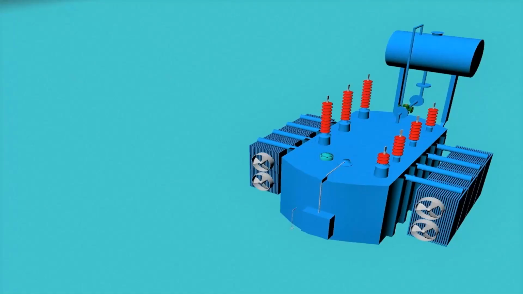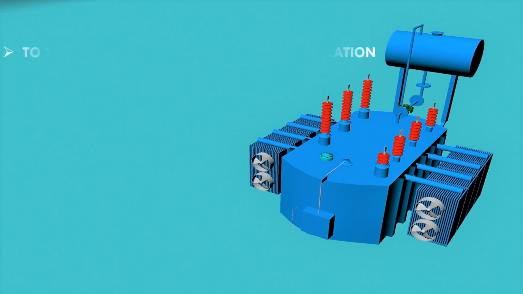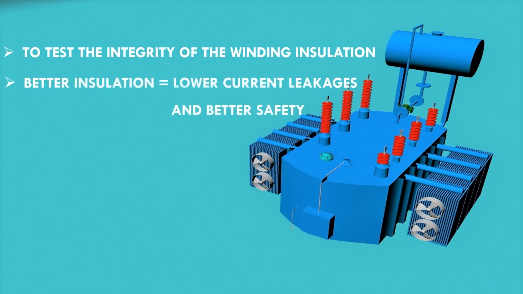Hi, today we will explain the insulation resistance test of a transformer. The insulation resistance test of a transformer is carried out to test the integrity of the winding insulation of the transformer. Better insulation means that there will be lower current leakages and better safety.